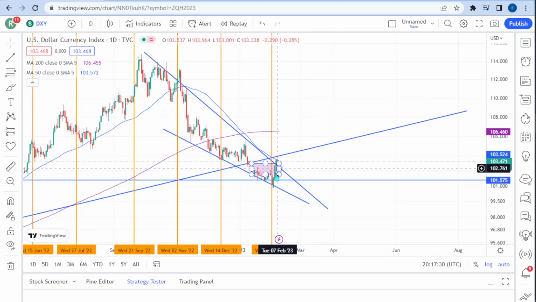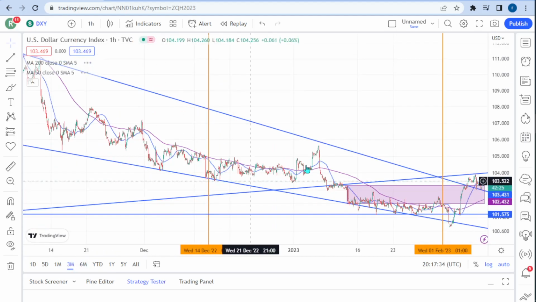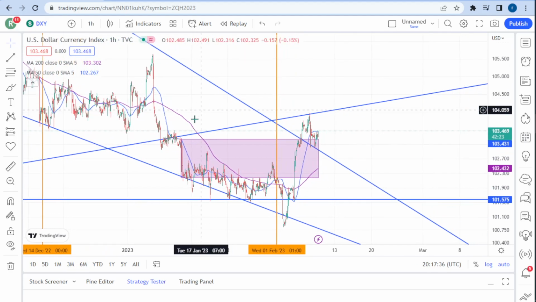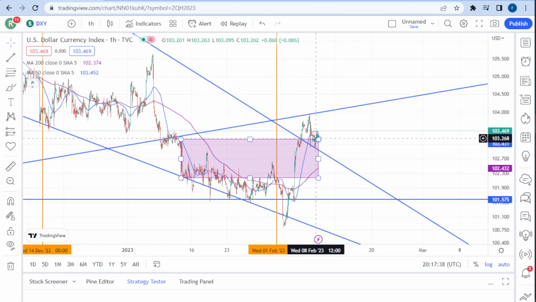But do note, we have this little box that we broke out of. Let me go on to a shorter time frame here. You guys can see that we're kind of messing around, but we're still managing to stay above this box. Obviously, if the dollar rockets back up, that's not going to be a good situation for these multinationals.